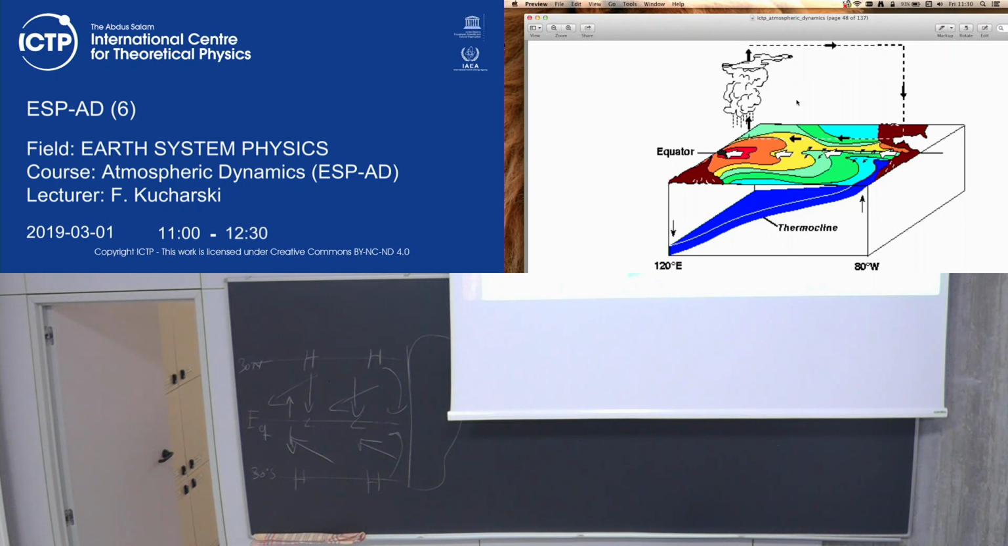Upgoing motion in the Western Pacific, downward motion here. And so the system looks like this. The thermocline, as you can see, is tilted due to that. You get the cold water up here due to upwelling, and then as a response, there is ocean downwelling here. It's quite interesting, this picture.